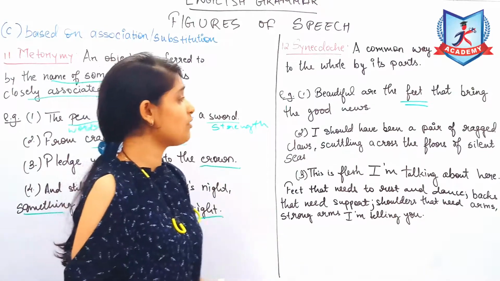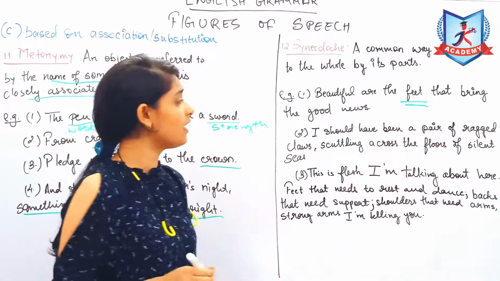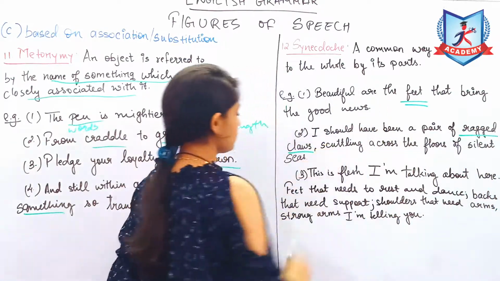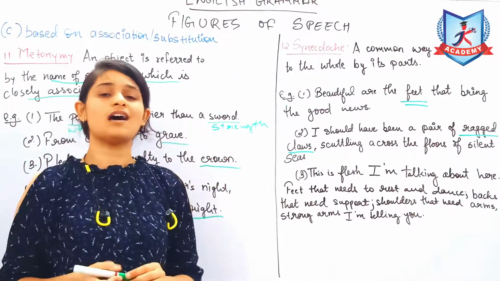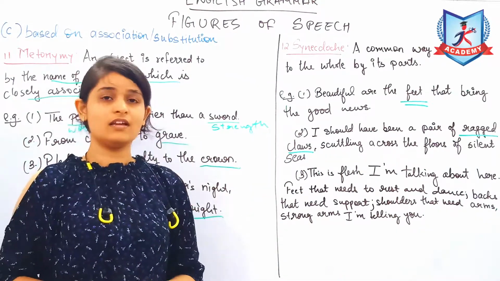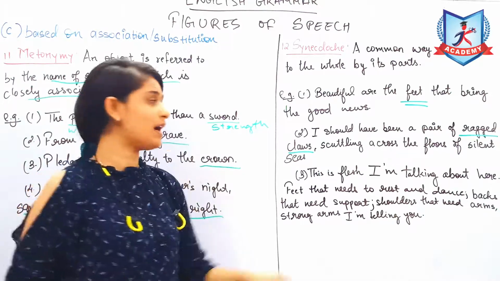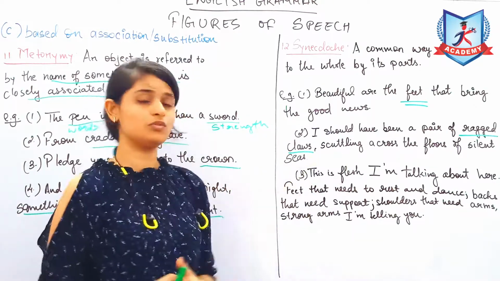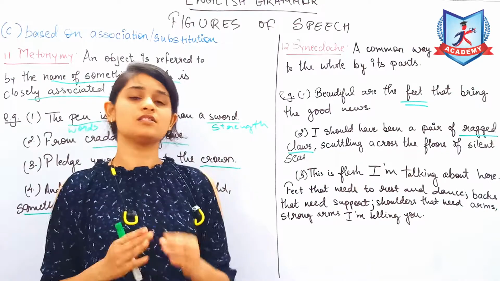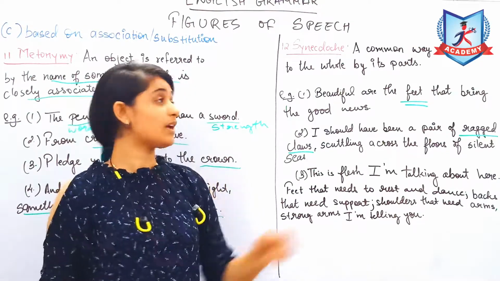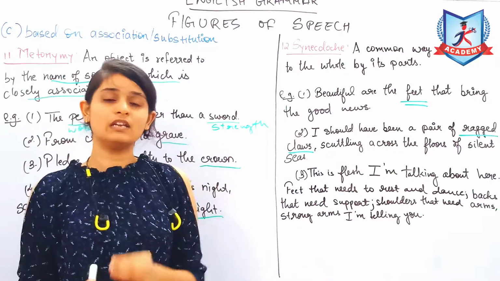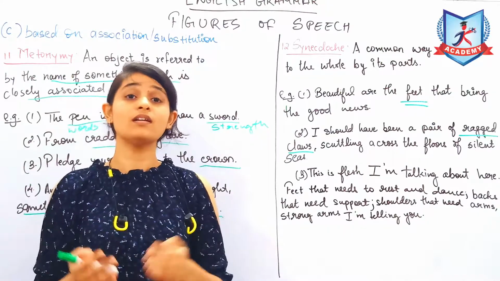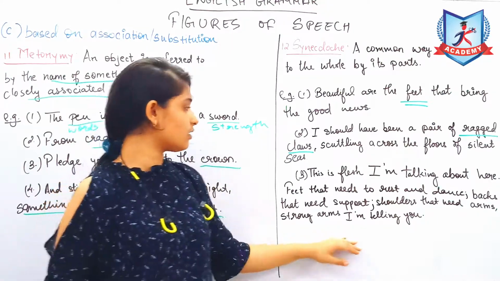Another one: it should have been a pair of ragged claws scuttling across the floors of silent seas. A pair of ragged claws. Here claws refer to a crab. By what name is the crab called? By ragged claws. By the claws it has, the poet is referring to the crab. So whenever a part is used to refer to the whole, it becomes a synecdoche. And in literature and poetry this is used when the poet is trying to make a bigger effect. We'll look at a third example.